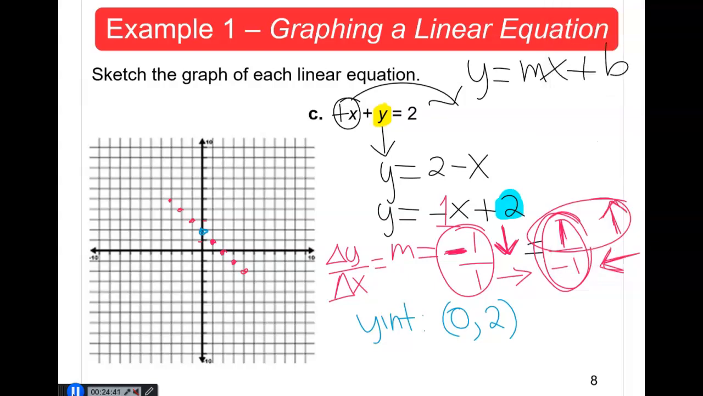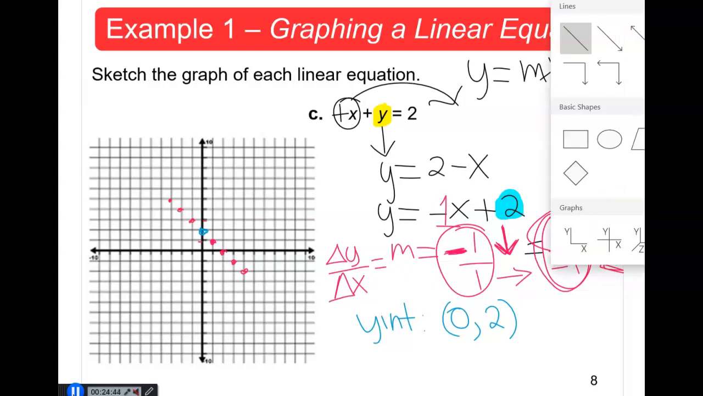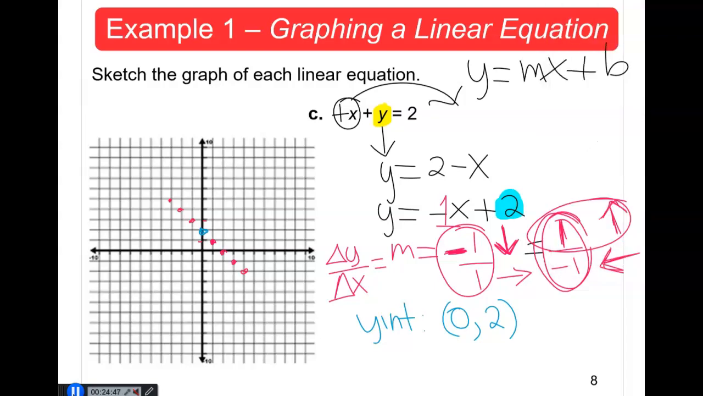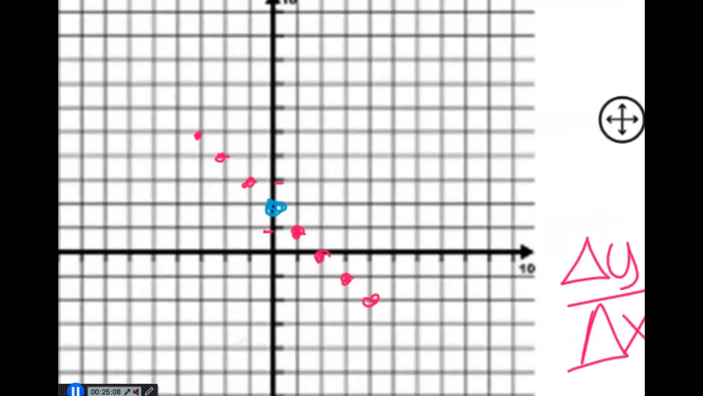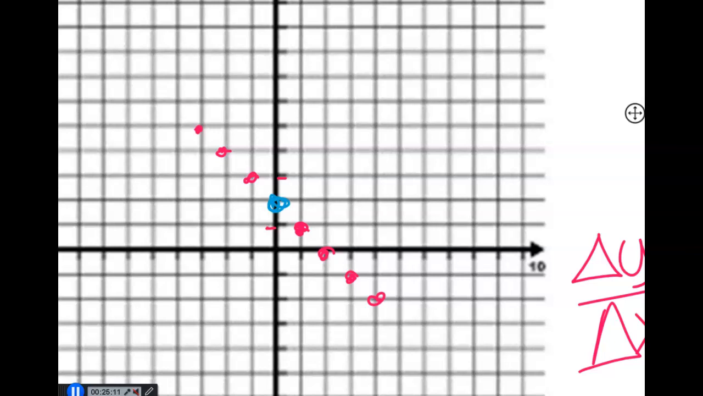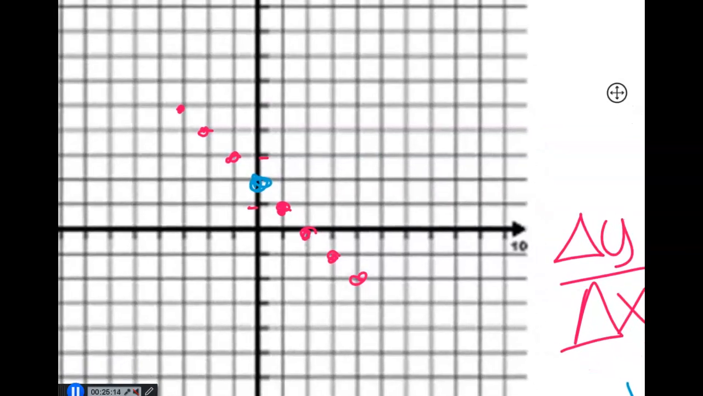I'm going to try to make a nice line. Okay, maybe there. I'm going to try again. Oh, no. Okay, I'm going to zoom in. Maybe I can do better that way. There we go. So we're touching all of our points. So it's a good line.